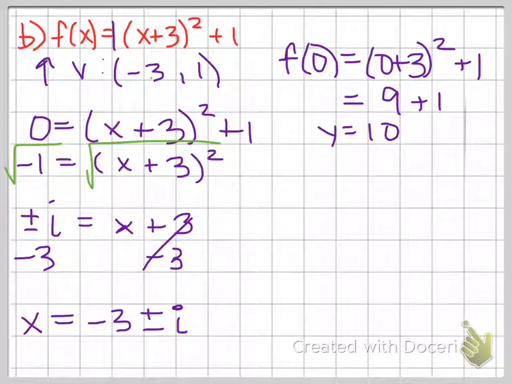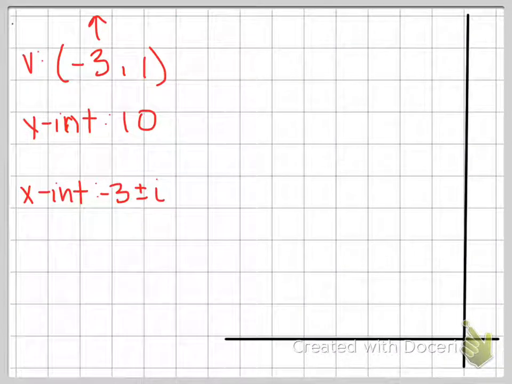So now we're going to get this information on our picture. So I'll plot the point (-3, 1). So 1, 2, 3, 1. So here's our vertex. Our y-intercept, again, bear with me. 1, 2, 3, 4, 5, 6, 7, 8, 9, 10.